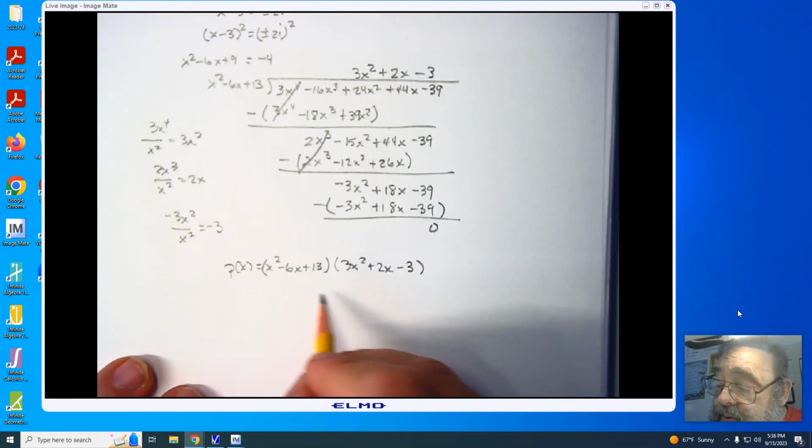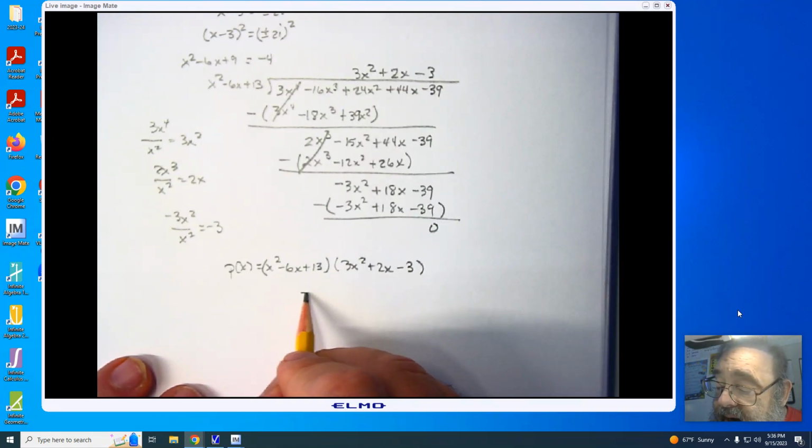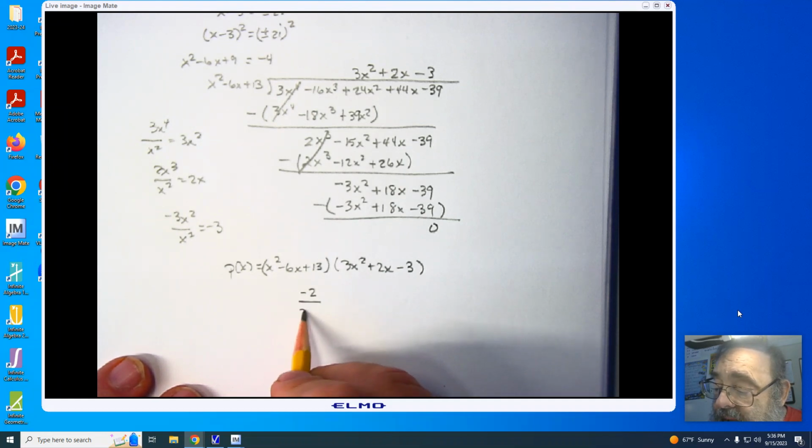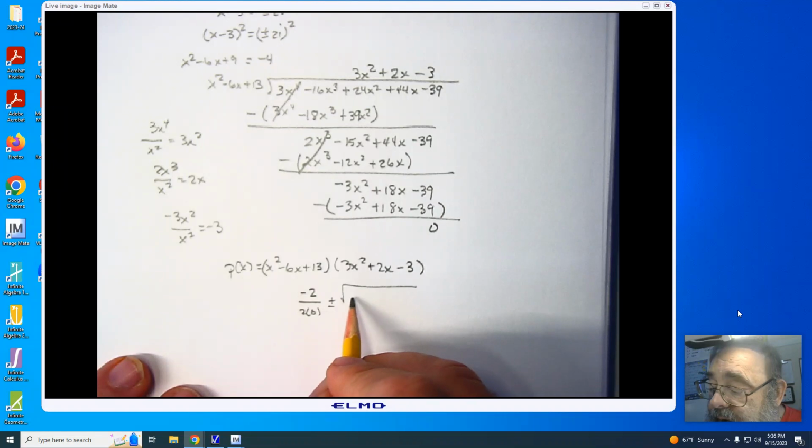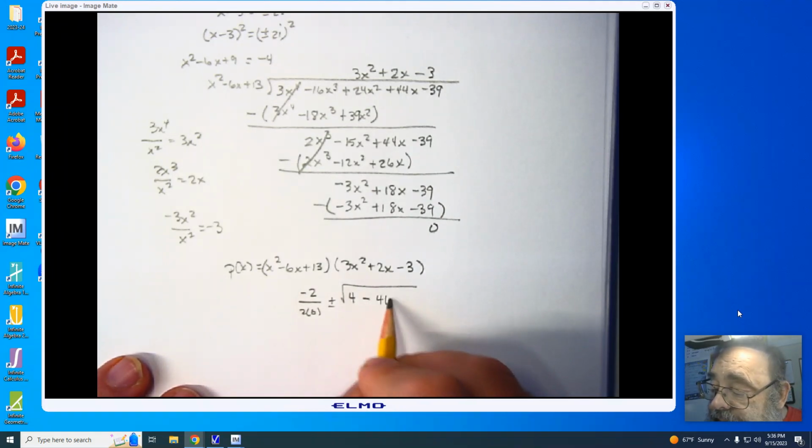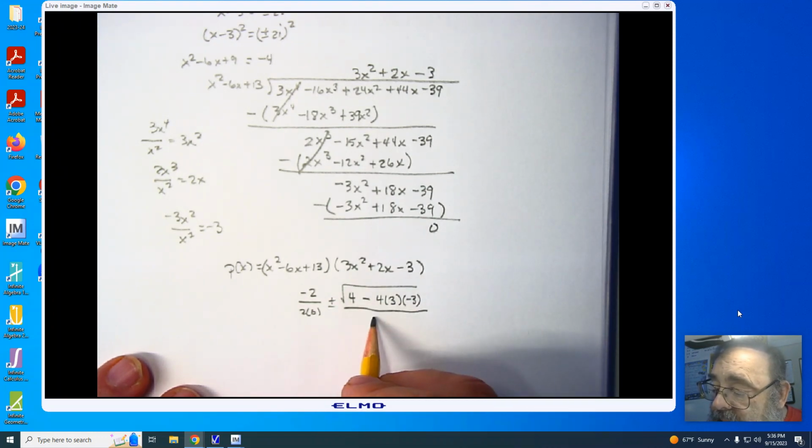So I'm going to go to the quadratic formula. Negative b over 2a plus or minus the square root of our b squared minus 4ac. Remember, we just did that. That's how we got that positive 40 divided by 2 times 6.